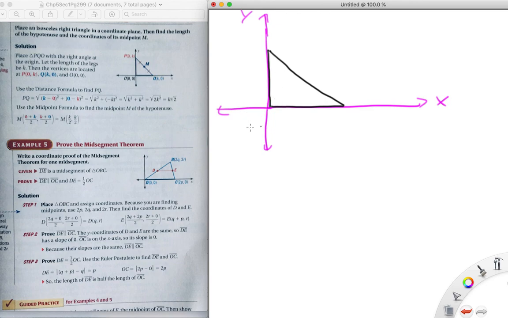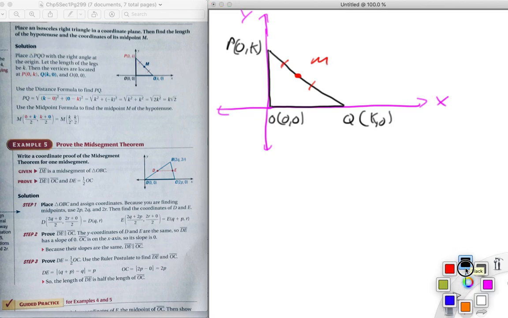and they say this is point O. Point O is (0, 0). Why would they give point O (0, 0)? I don't know. Point Q, they give me (k, 0), meaning the horizontal distance, and point P, they give me (0, k). Then they give me a midpoint at point M.